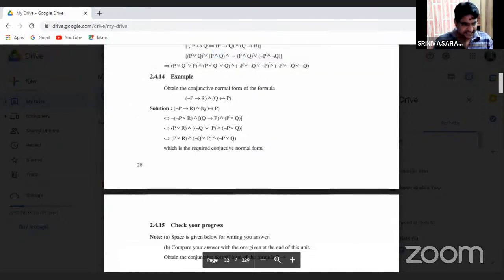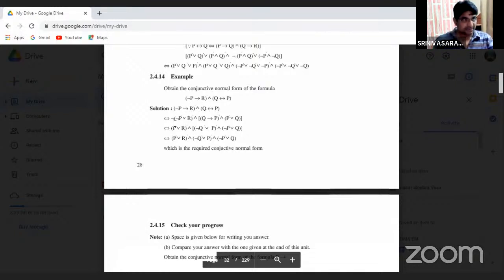Now, that is negation P to R. So, suppose negation P to R and Q biconditional of P. That is the taken. Okay, in this expression, consider the negation of the part. That is the second condition from CLF. Now, negation, this part is A, this part is B. What is the A and B?